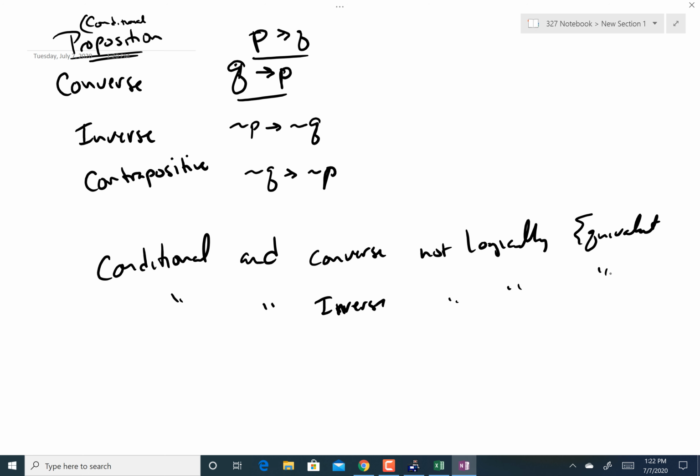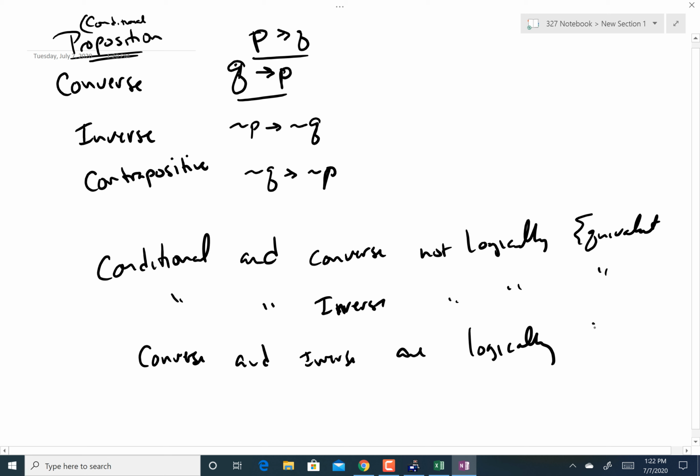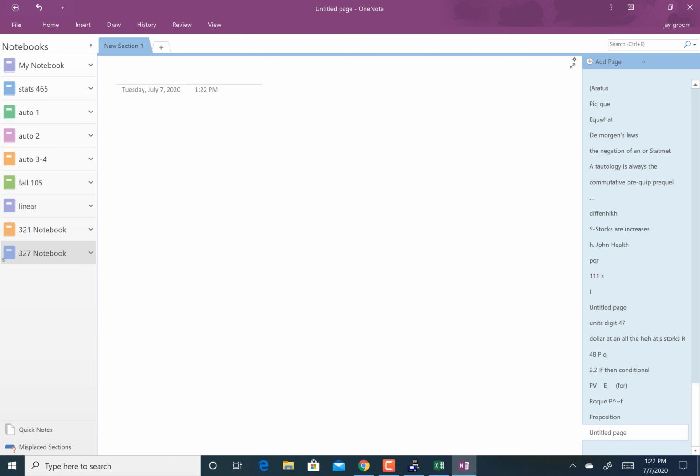The inverse and the converse, of course, are logically equivalent. Okay. What about the contrapositive? I don't know. Let's find out.